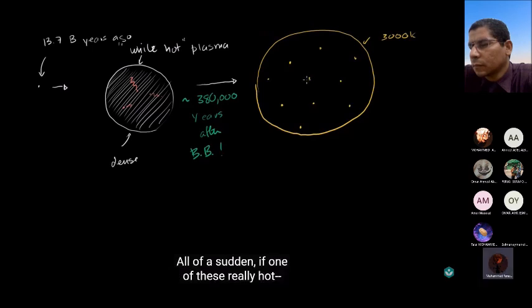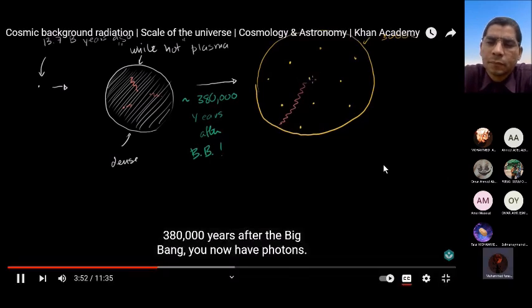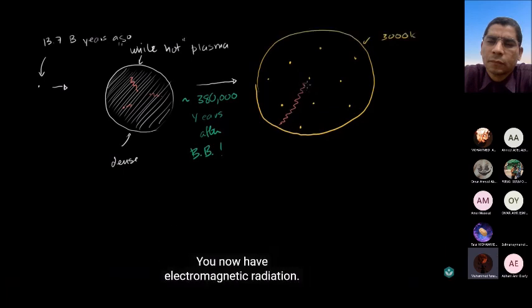All of a sudden, if one of these really hot atoms, and it's still nowhere near as hot as this universe over here, but if one of these hot atoms emits a photon, and they would because they are at 3,000 Kelvin, there's actually space for that photon to travel. So for the first time in the history of the universe, 380,000 years after the Big Bang, you now have photons, you now have electromagnetic radiation, you now have information that can travel over long, long distances.